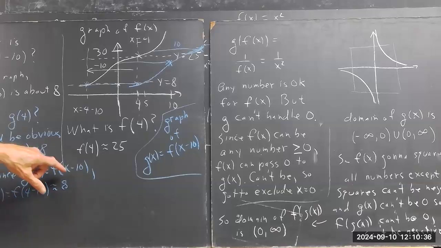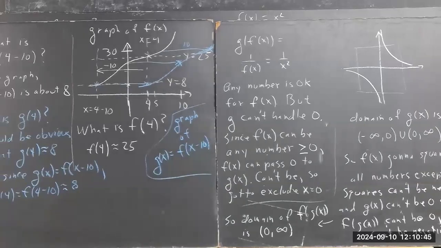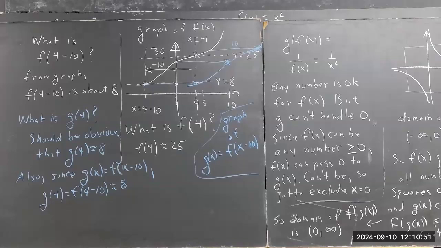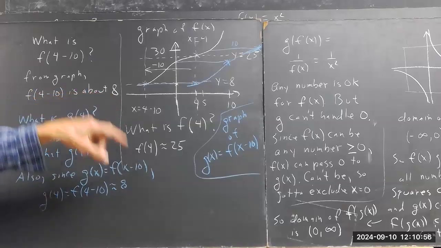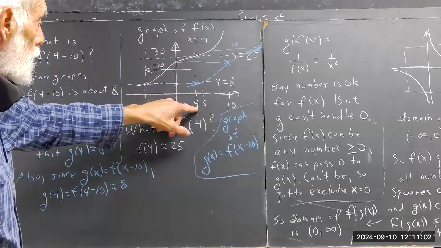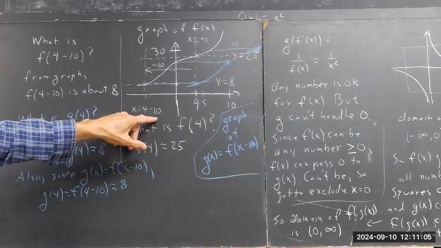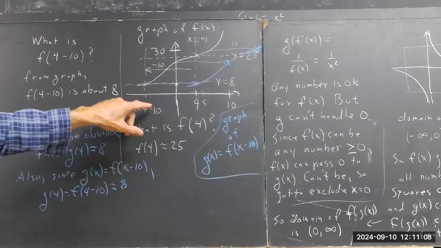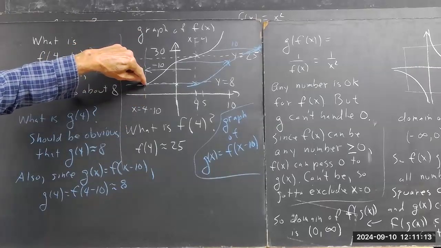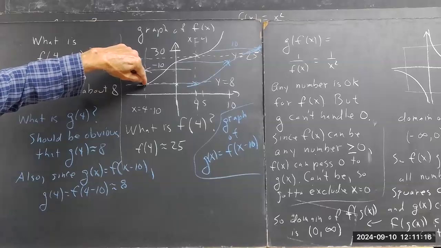Since g of x equals f of x minus 10, g of 4 is f of 4 minus 10. Okay, again, we saw that f of 4 minus 10 was about 8 because we take the x equals 4 line, we move it over 10 units to the x equals 4 minus 10 point. And that puts us on this vertical line, and there's the value of f, which I estimated to be 8. Okay, you might have had a different answer.